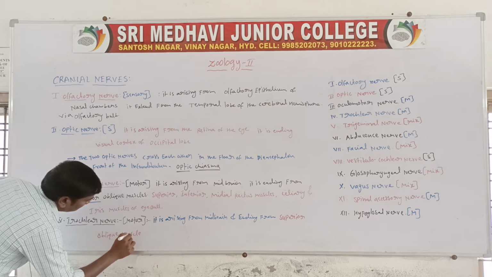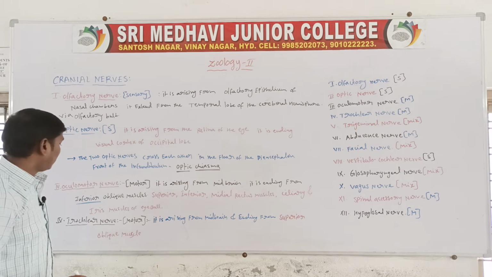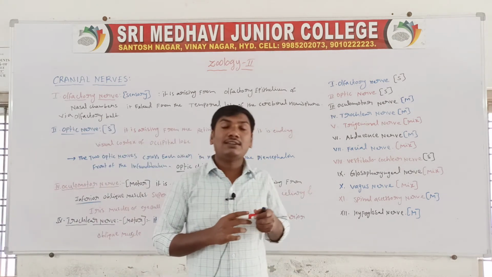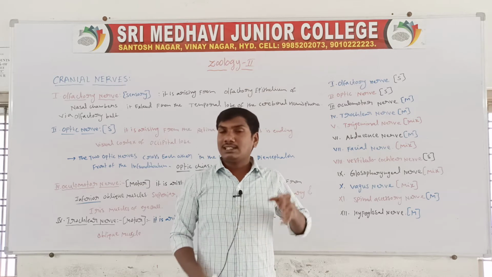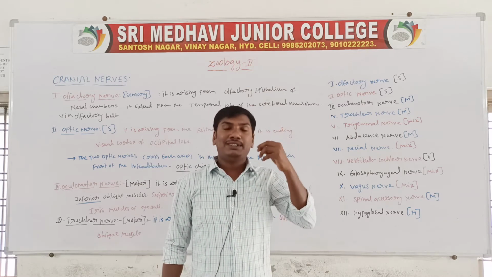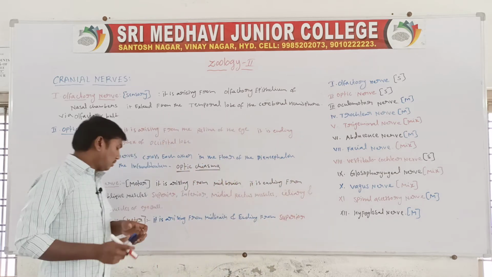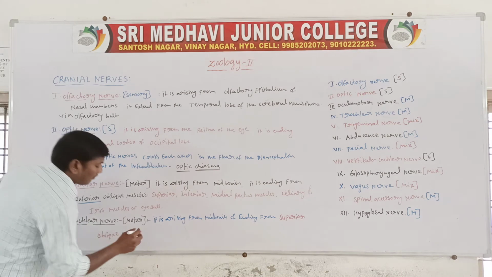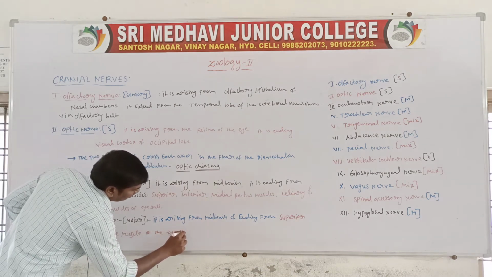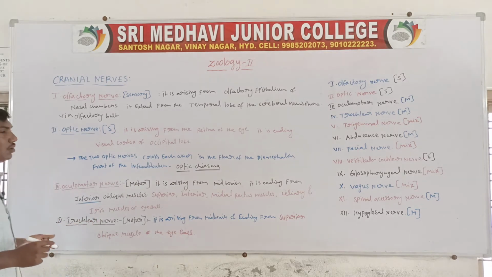Superior oblique muscle. So they are the trochlear nerve, a motor nerve. They start from the midbrain and end at the superior oblique muscle of the eyeball. So this is the fourth nerve, the trochlear nerve.